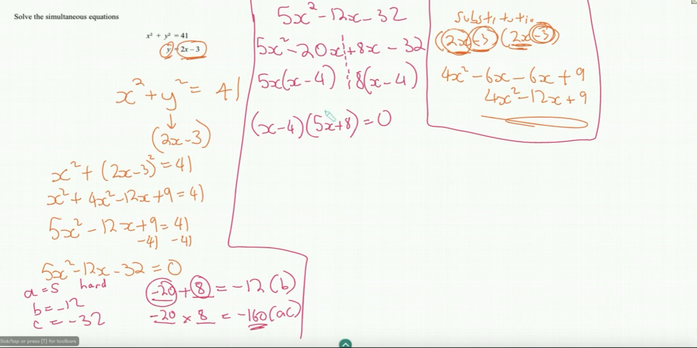So then we can solve for x. The first bracket's easy. x minus 4 equals 0, so x must be 4, because 4 minus 4 is 0.